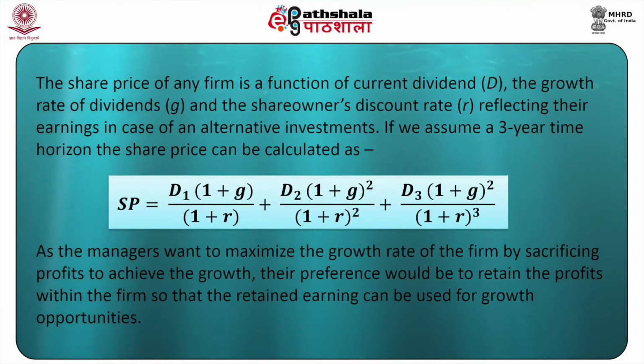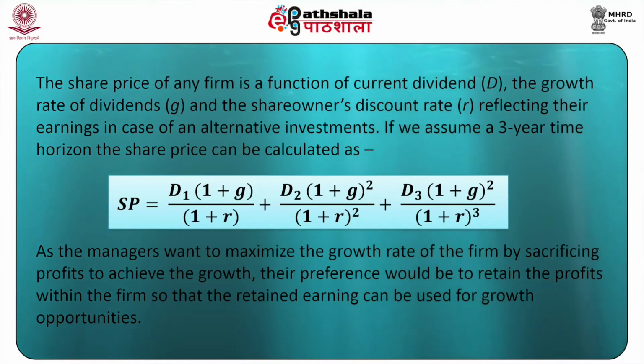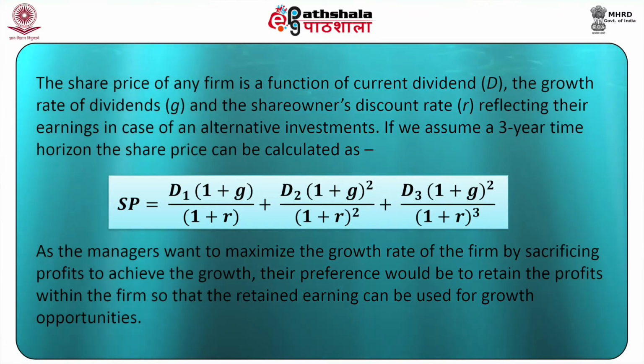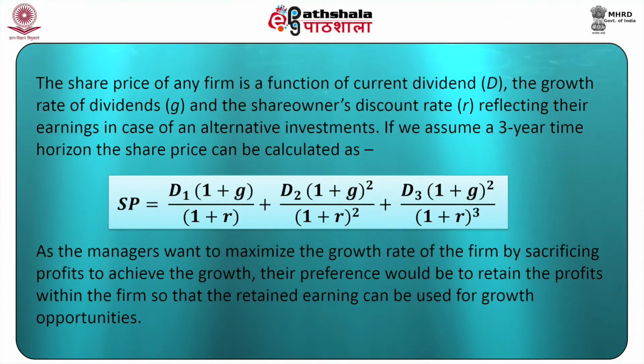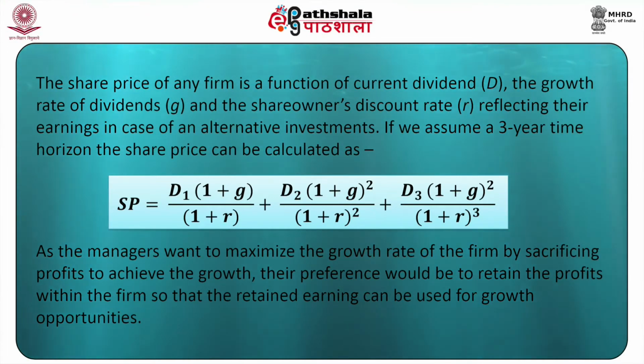The share price of any firm is a function of current dividend D, the growth rate of dividends G, and the share owners' discount rate R, reflecting their earnings in case of alternative investments. If we assume a 3-year time horizon, the share price can be calculated. As the managers want to maximize the growth rate of the firm by sacrificing profits to achieve growth, their preference would be to retain the profits within the firm so that the retained earnings can be used for growth opportunities.